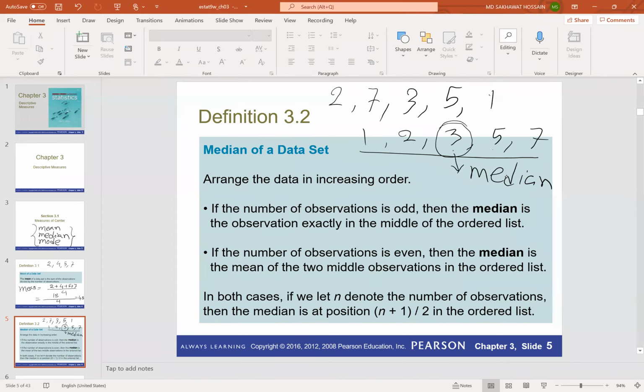So what will happen if the number of observations is not odd? For example, if we have one more number here, suppose we have 6, then what will happen to the median? If you rearrange them again, it will be 1, 2, 3, 5, 6, 7. So how many values do we have exactly in the middle? Anyone?